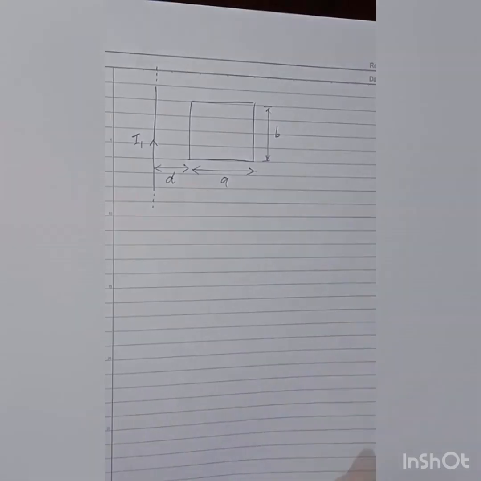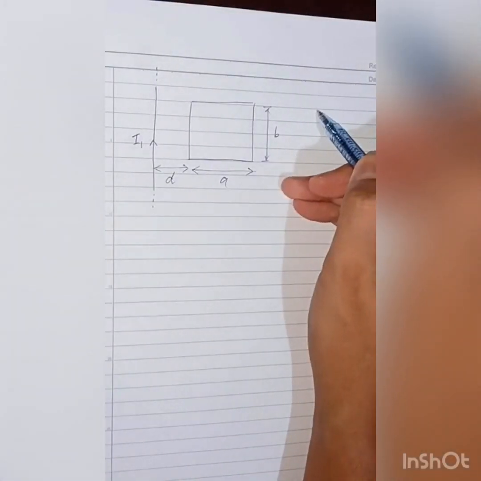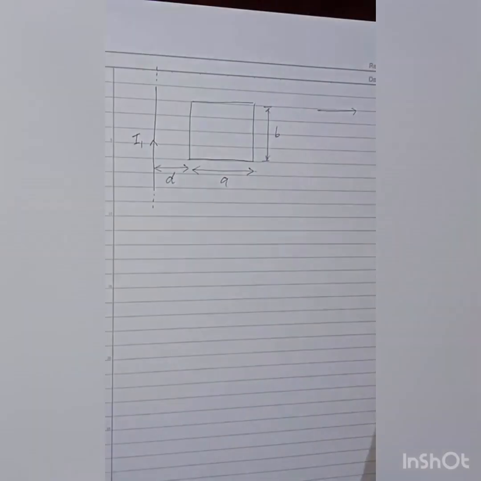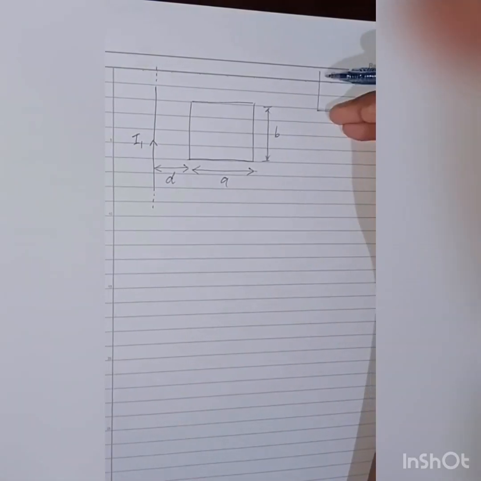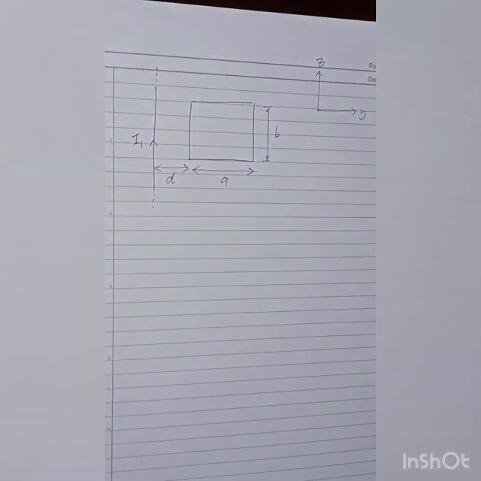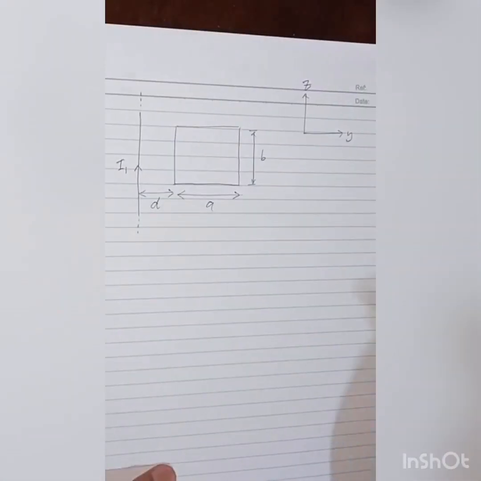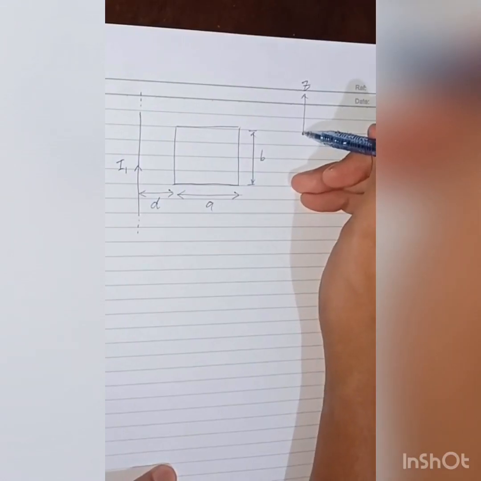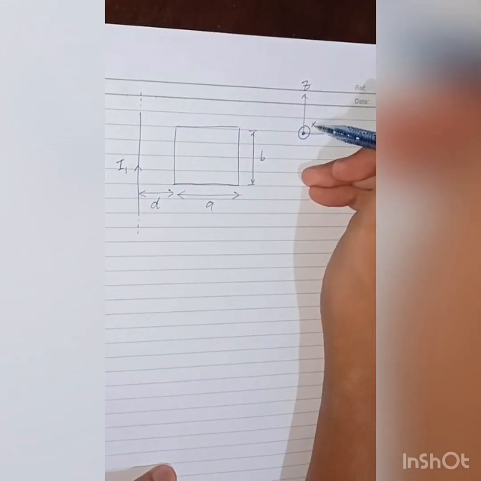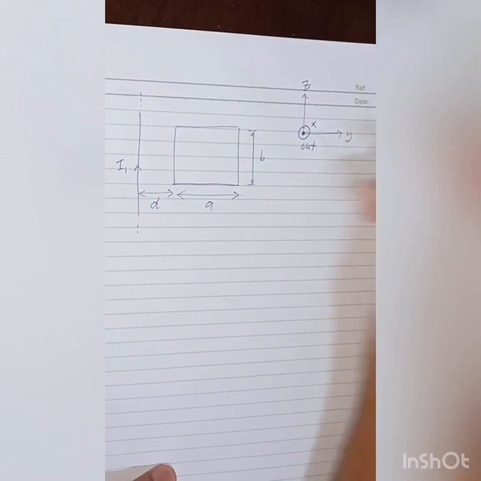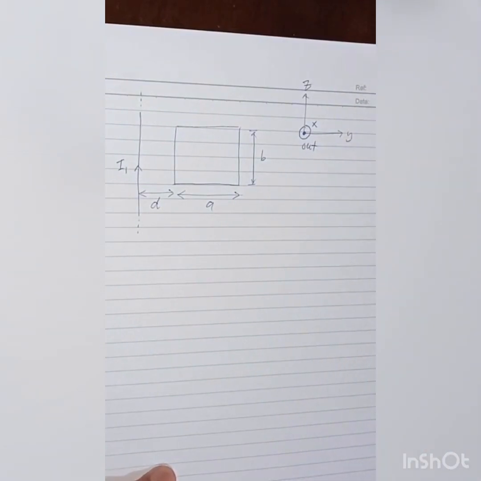If I want to draw the axes, this is along Y, and then this is our Z, right? And for sure the x-axis will point out, just a dot. That's your x out of the page. Alright, so this is our case, guys.